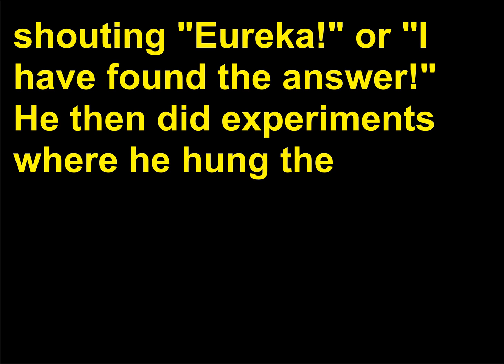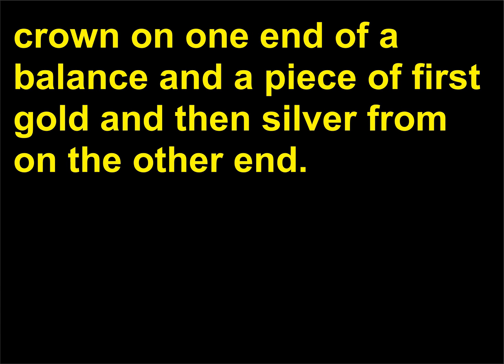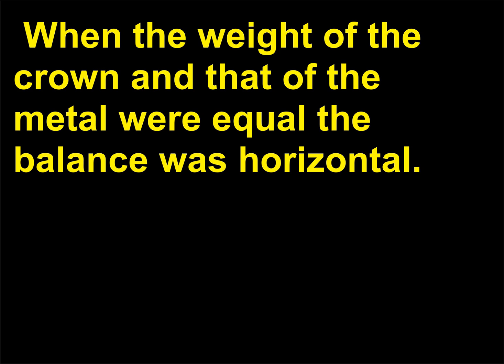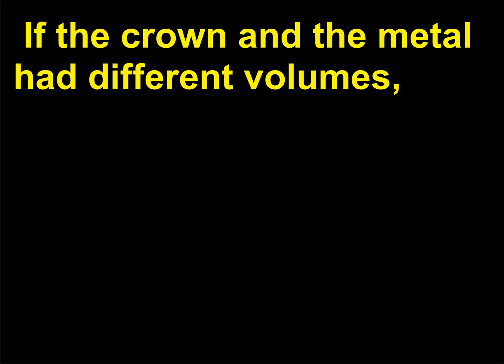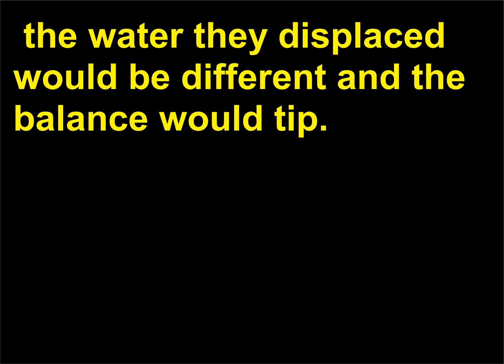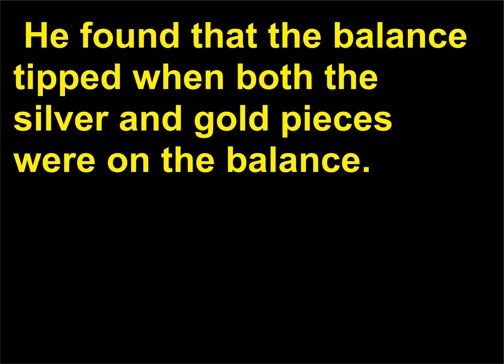He then did experiments where he hung the crown on one end of a balance and a piece of first gold and then silver on the other end. When the weight of the crown and that of the metal were equal, the balance was horizontal. He then immersed the balance in water. If the crown and the metal had different volumes, the water they displaced would be different and the balance would tip. He found that the balance tipped when both the silver and gold pieces were on the balance.